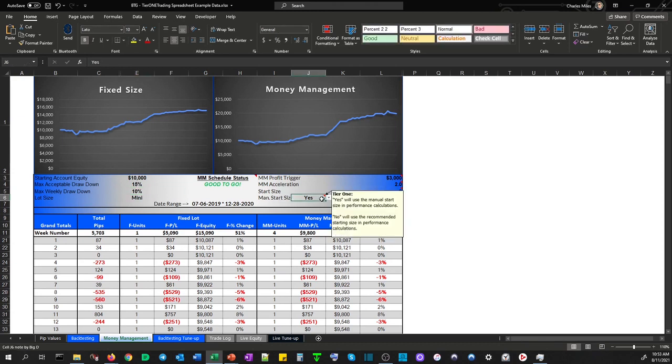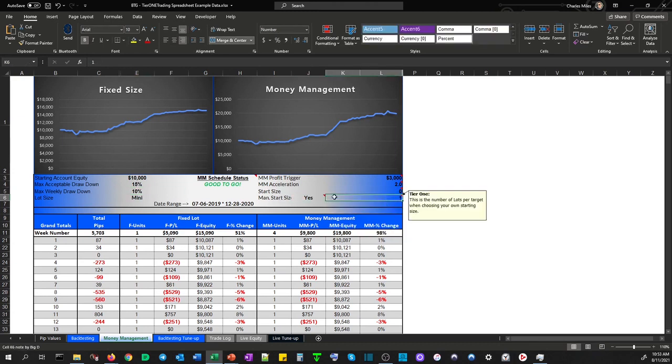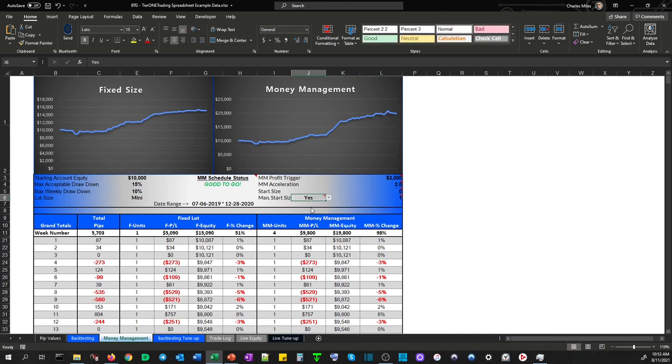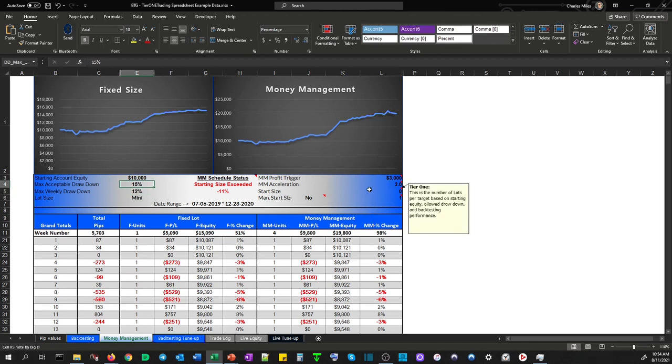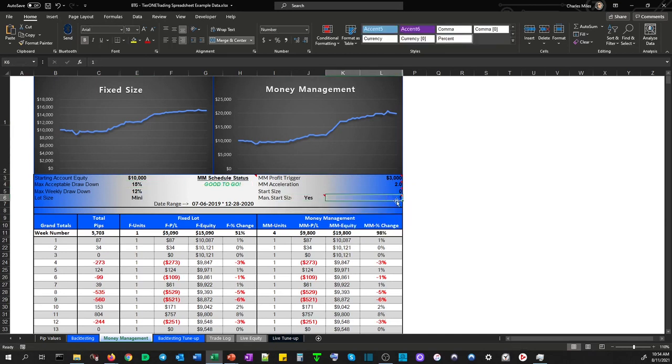We can also change the manual start size to yes, mine is 1. We can go to no, and it'll auto-calculate like we discussed and do something different. Now we can see that our percentage for probably the week is too low. No, overall. So our starting size is too high for our acceleration and everything that we're doing here, depending on what you want to do. If that doesn't work, you can go to yes, and you can make this 1, 2, 3, something that works for you to start from.